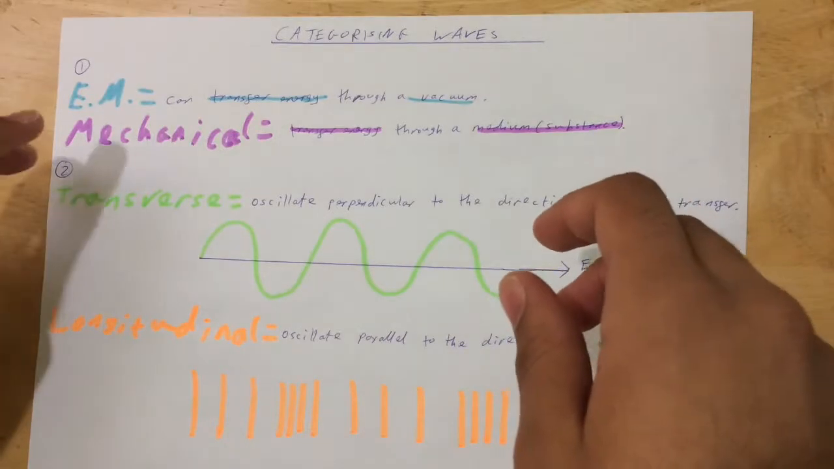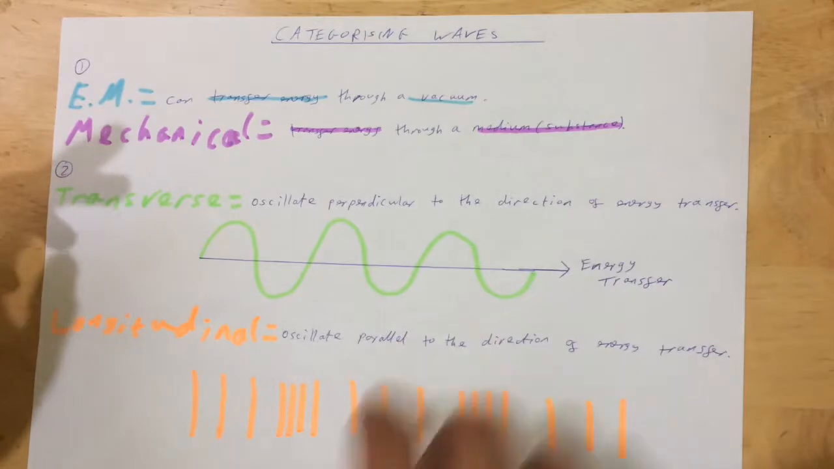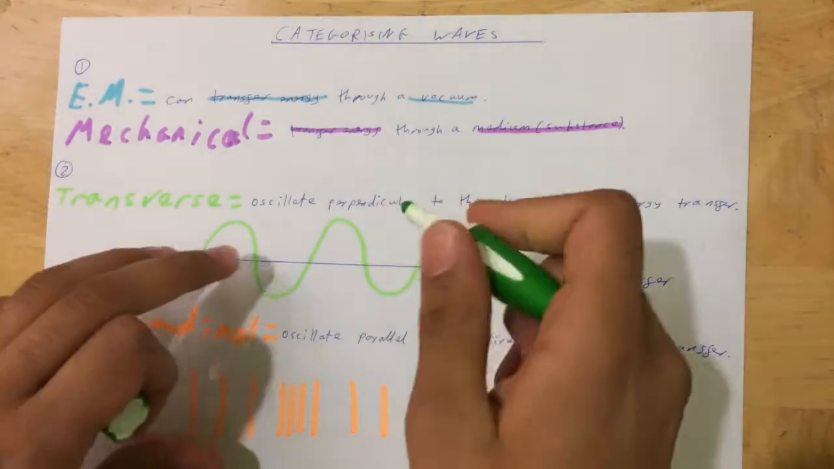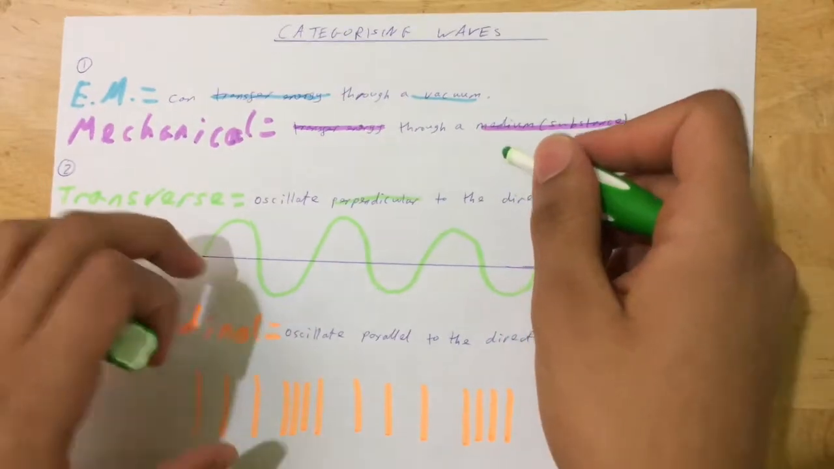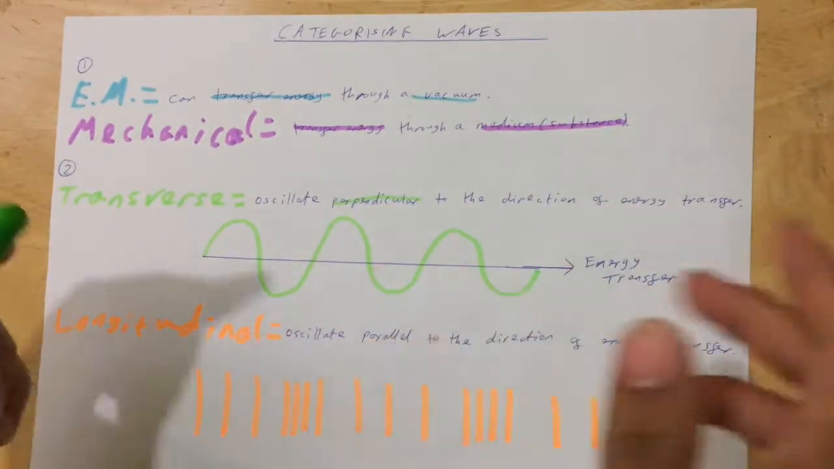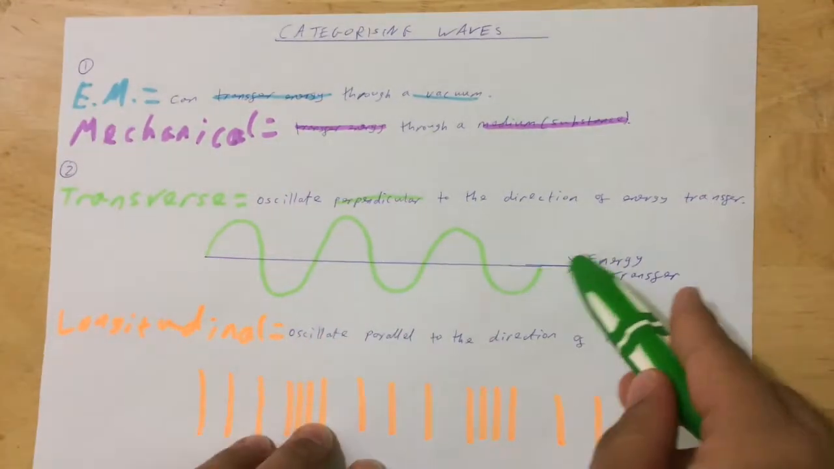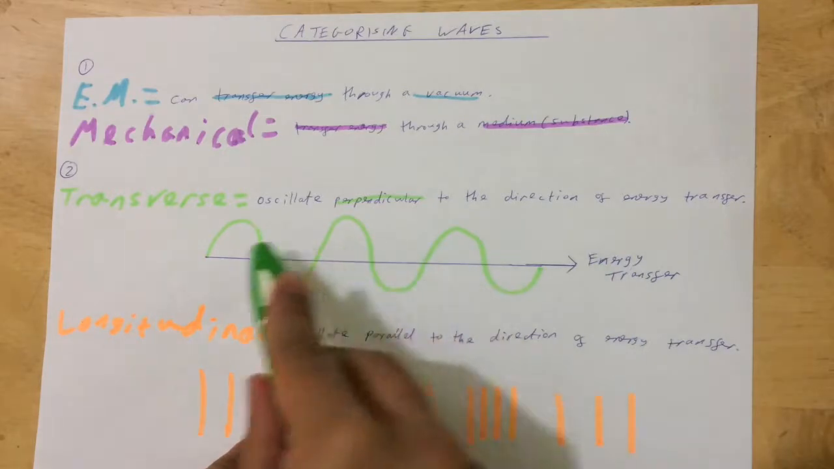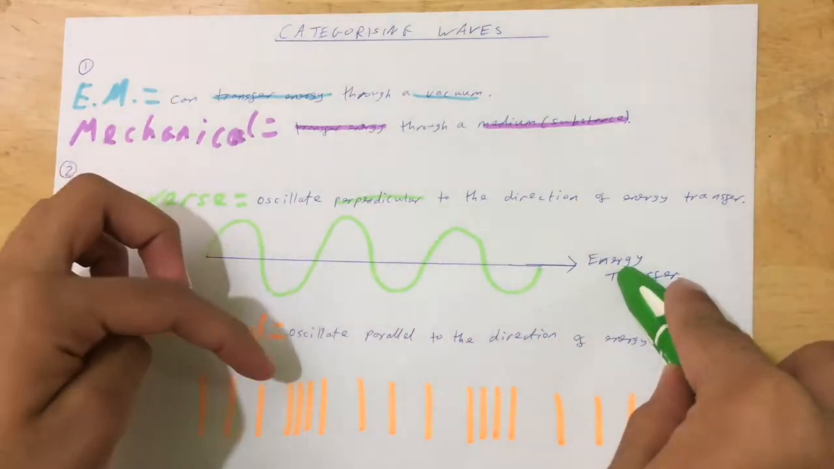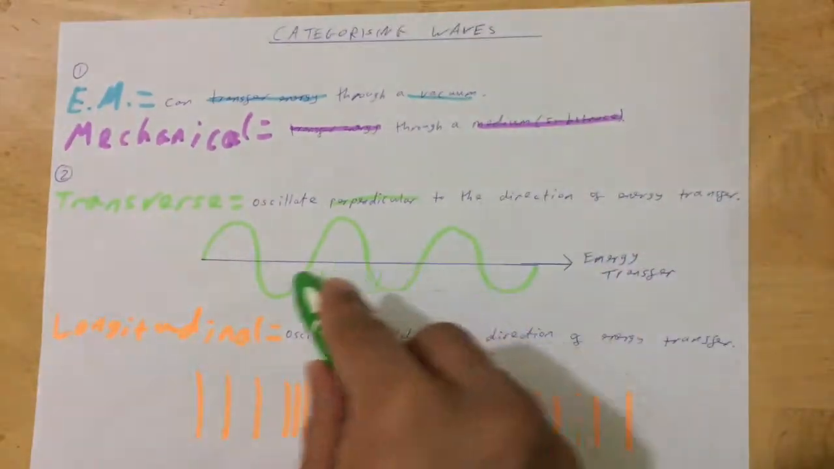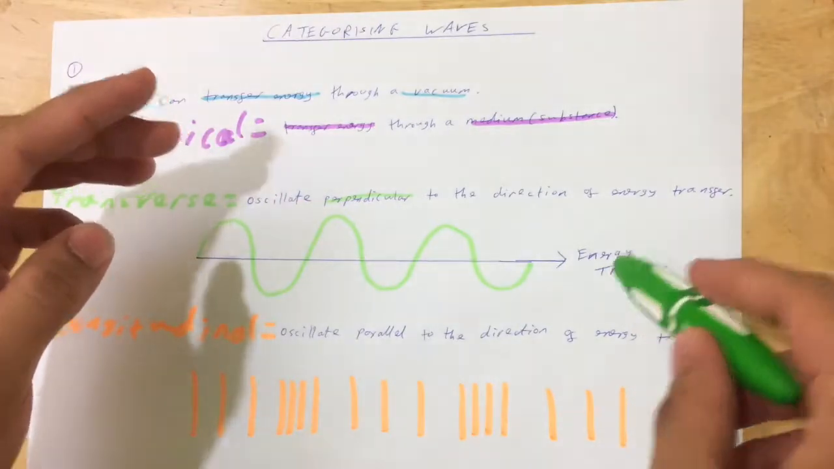The second category is whether the wave is transverse or longitudinal. A transverse wave oscillates perpendicular to the direction of energy transfer. Oscillate just means vibrate. Perpendicular means at right angles to. So here we see an example of a transverse wave. The energy transfer is this way, and the waves oscillate up and down at right angles to the direction of energy transfer. So they vibrate perpendicular to it.